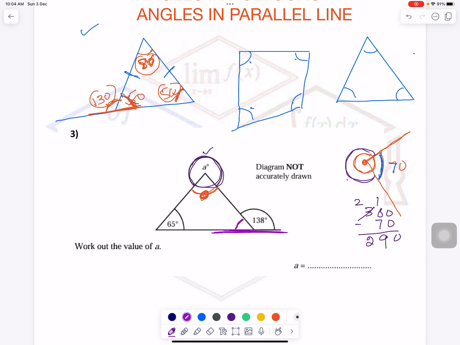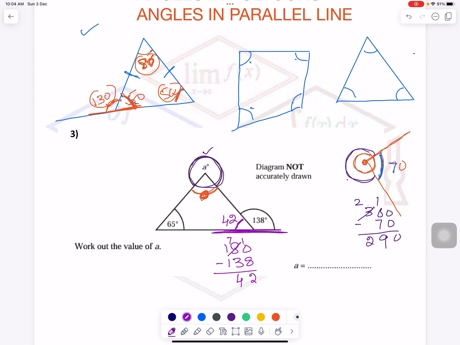How? What will I do? I will do 180 minus 138, because this is a straight line. So 180 minus 138 will give me the answer. Now what will it be? 42. I'm doing everything here so that I am working at the level of year 7 or 8, to see how long they will take and how they have to think. So this is 42 degrees.